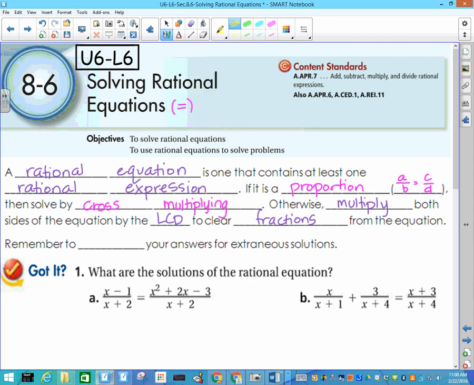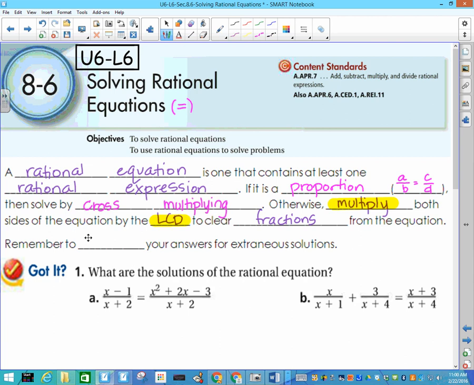So again, what we did on the last lesson, which was U6L6 or section 8.5, we multiplied everything by the form of 1. We multiplied it by 1, and this time, because we have an equation, I don't have to multiply by 1. I get to multiply by the LCD because I'm going to do it to both sides of my equation, and that's not going to change the value of my answers.